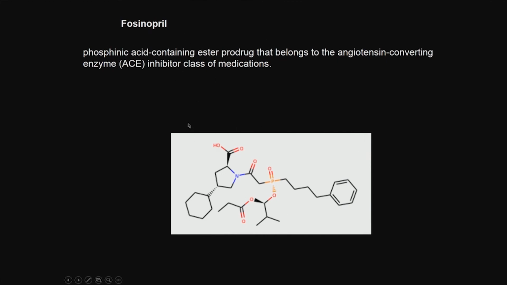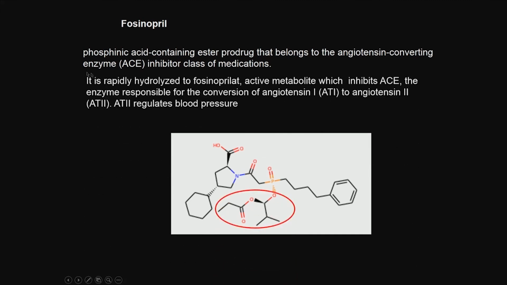Fosinopril, a phosphinic acid containing ester prodrug, okay. So, it has got a phosphinic acid, and this particular one belongs to the angiotensin converting enzyme inhibitor class of medication, okay. It is rapidly hydrolyzed to fosinoprilat, which is the active metabolite which inhibits ACE, the enzyme responsible for the conversion of angiotensin 1 to angiotensin 2.